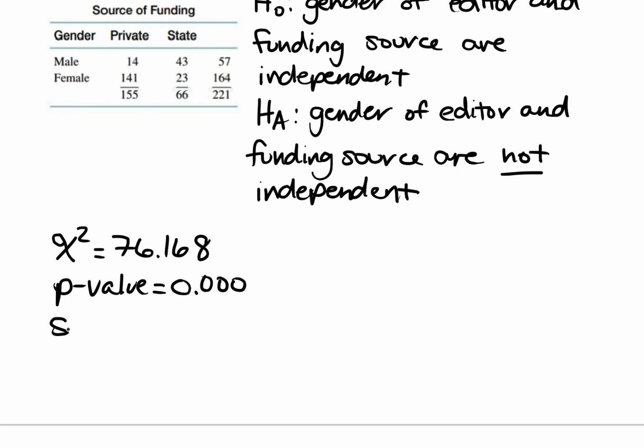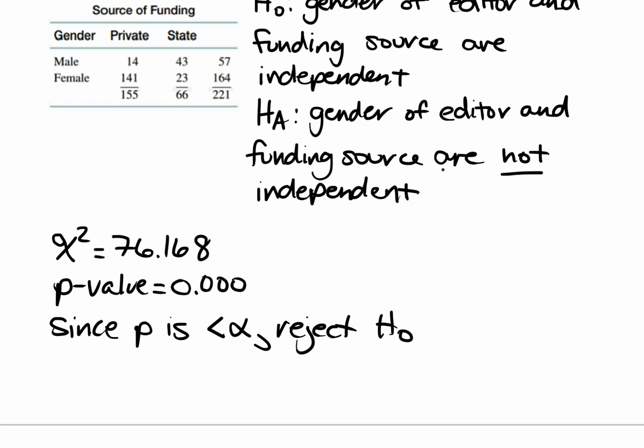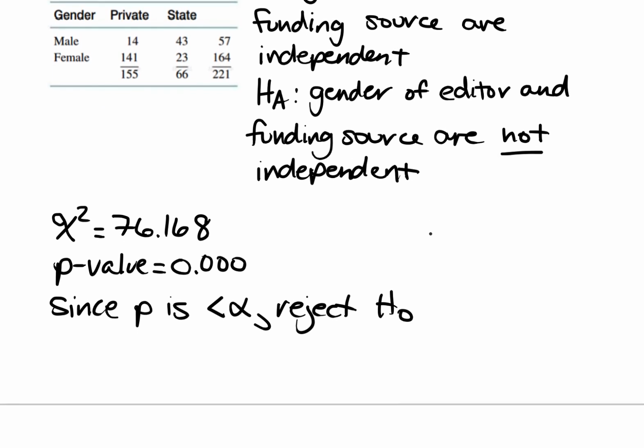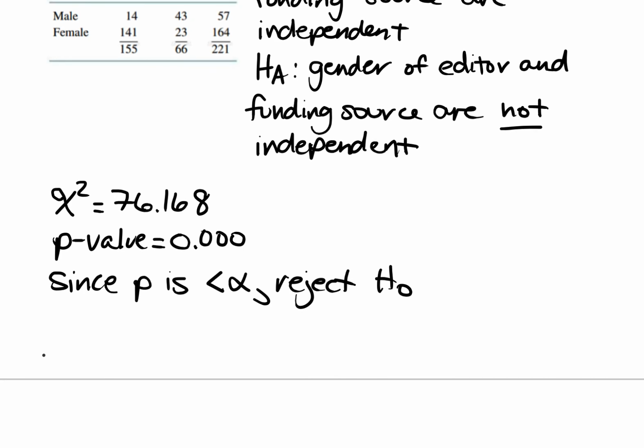So I can reject the null hypothesis. And so what that tells me is that I have evidence for the alternative hypothesis. I have evidence that the gender of the editor and funding source are not independent, or that there is a relationship between them.